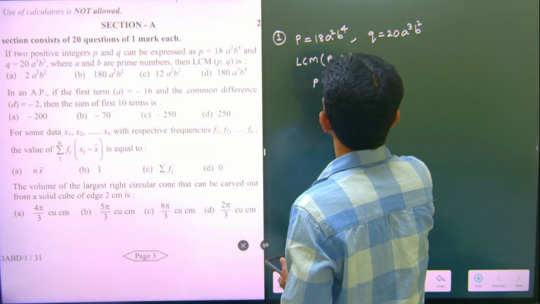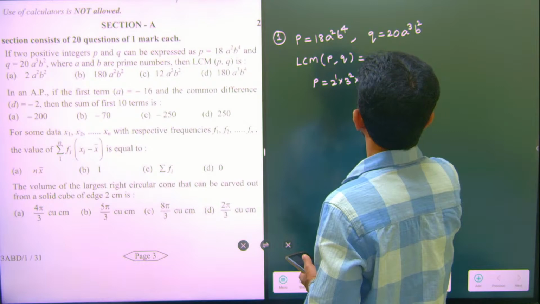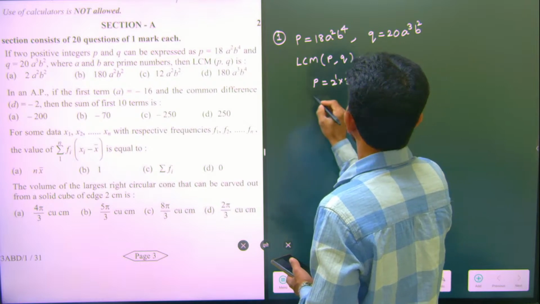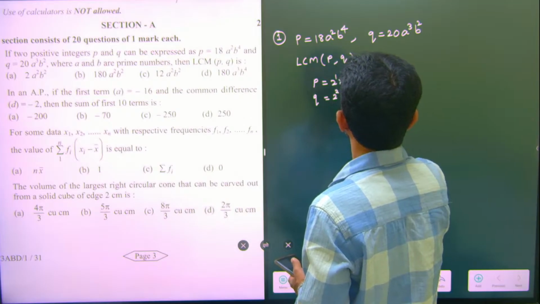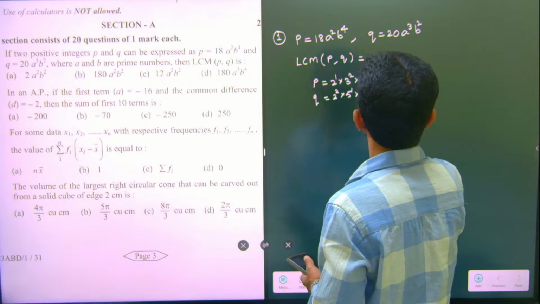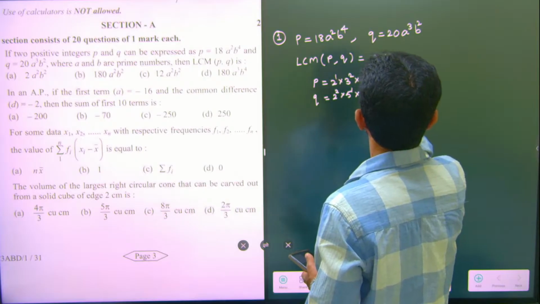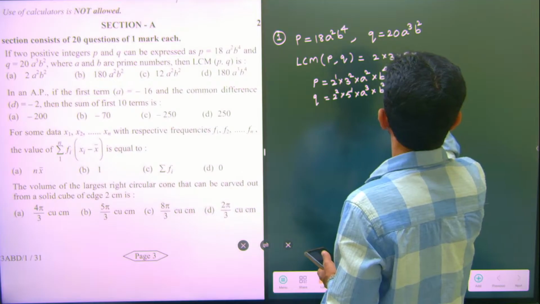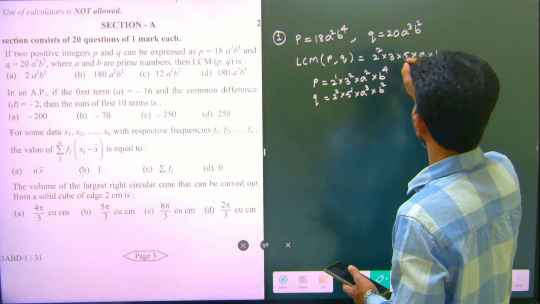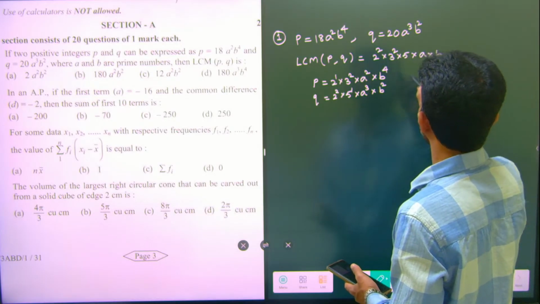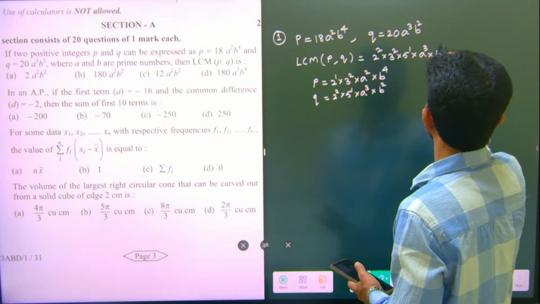So let's see here how to find it. P is equal to 2 power 1, 3 power 2, a square into b power 4, whereas Q is equal to 2 power 2 into 5 power 1, a power 3, b power 2. When we find out the LCM, we take all the factors: 2, 3, 5, a, b. Highest power of 2 is 2, highest power of 3 is 2, highest power of 5 is 1, a power highest 3, b power highest 4.